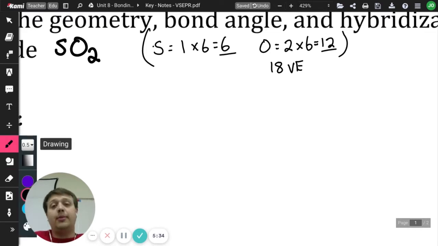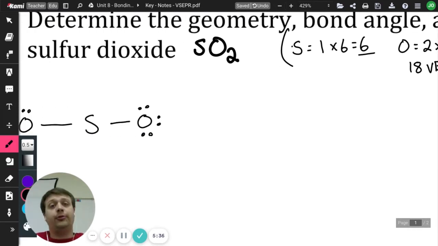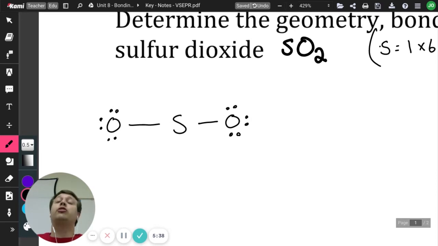So do we have the right amount? No, we do not, right? We need to have 18. So we need to have 2 more. Remember, everything extra can go on the central atom. So we're going to add those 2 extras to the central atom. Okay? Well, now we've got the correct amount of valence electrons. So now let's actually double check and make sure everything is good.